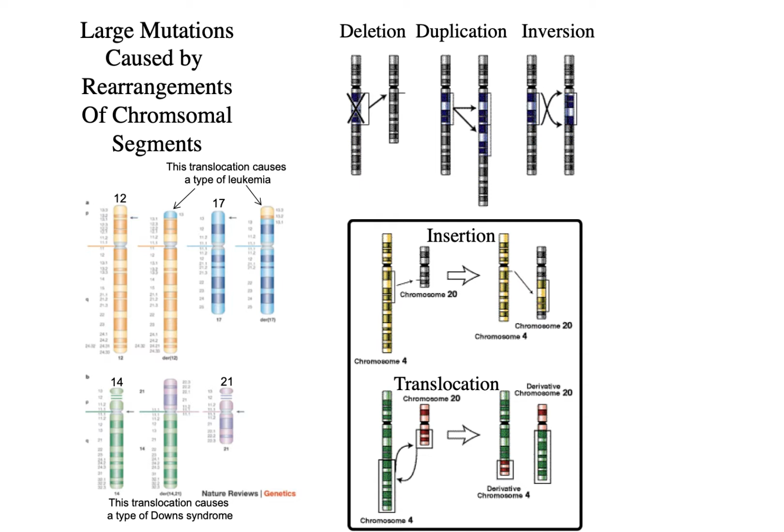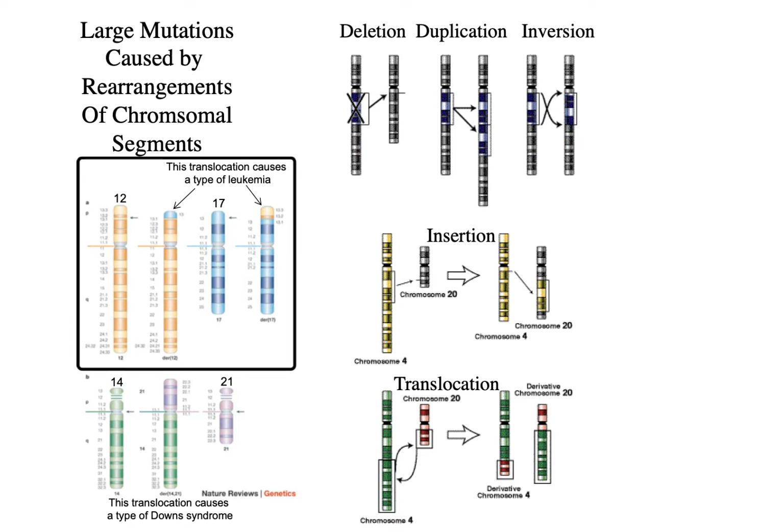So down here you have a translocation between chromosome 4 and chromosome 20. So now you have a shortened chromosome 4 with a piece added on from chromosome 20, and a chromosome 20 that's longer because it has a long piece of chromosome 4 attached to it. And here's one of those. Here's another one where you have a chromosomal translocation between chromosome 12 and chromosome 17, where smaller pieces are exchanged, and both of these cause cancers.